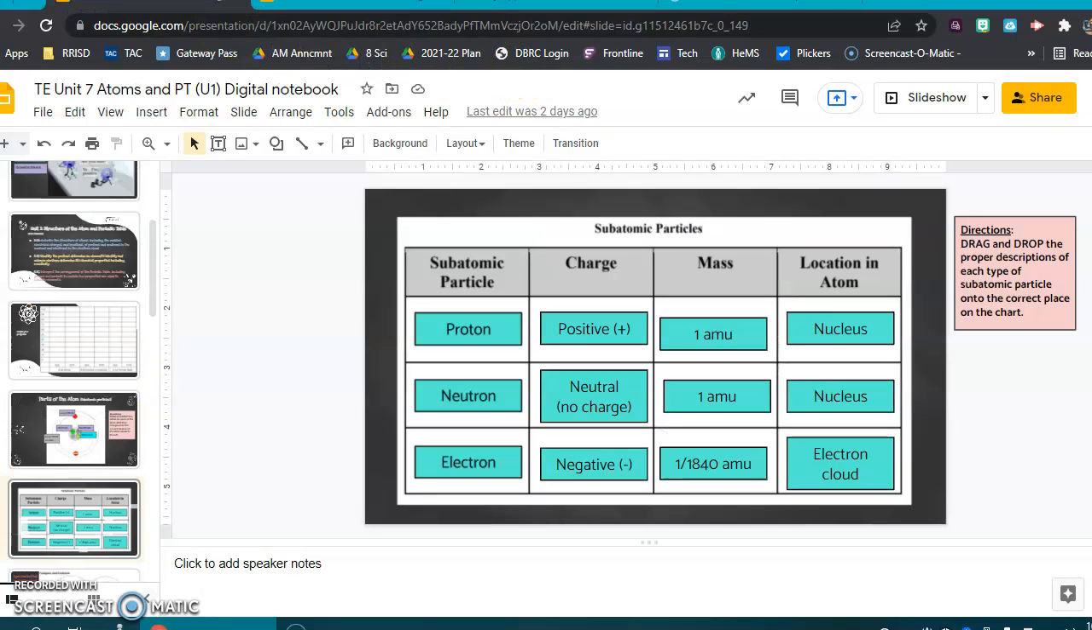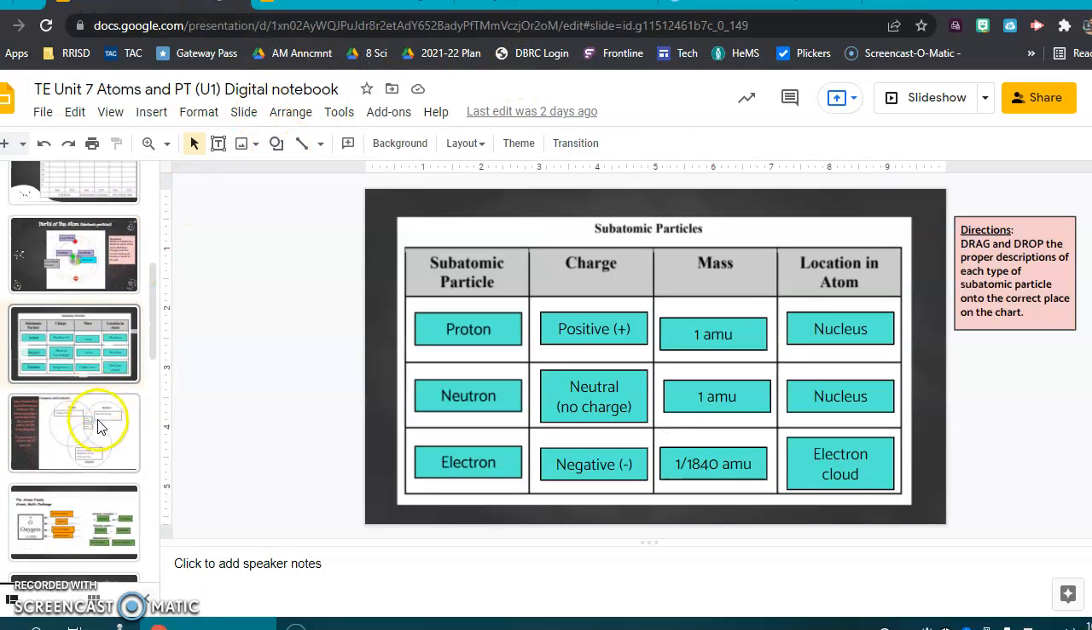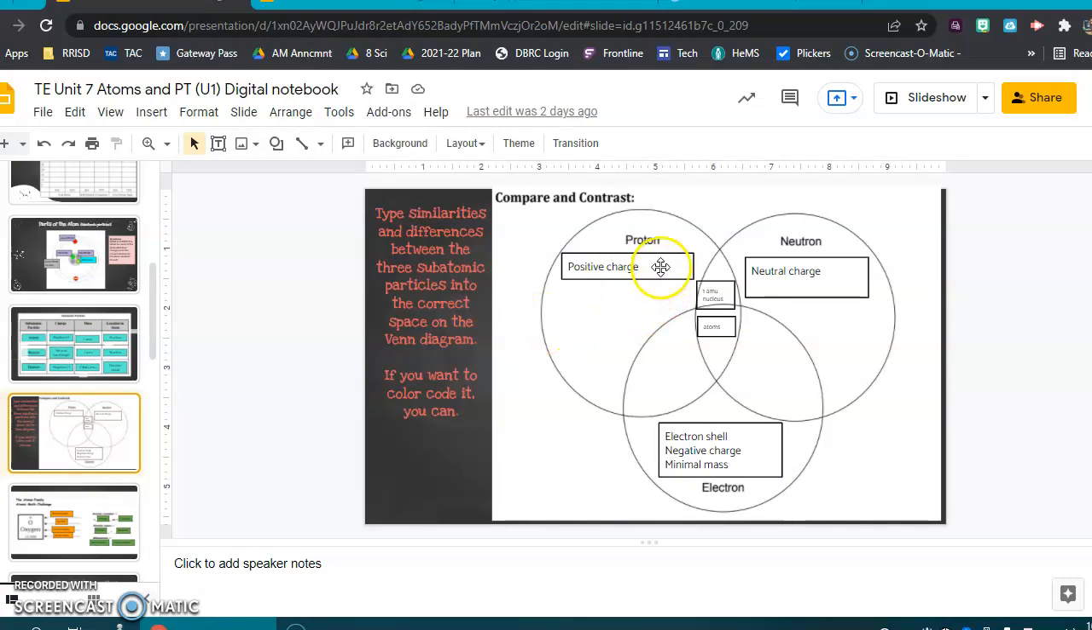So let's take a look at what we've got here. We filled some of this in, and we said that our proton has a positive charge and our neutron has a neutral charge. They're 1 AMU, in the nucleus. Our electron has an electron shell, negative charge, it has minimal mass, and the atom is the thing that all 3 have in common.